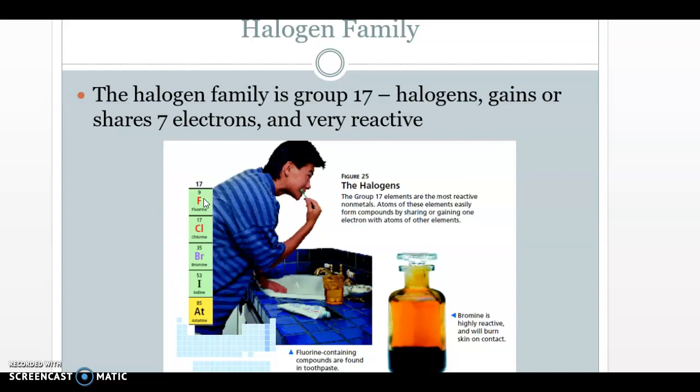And bromine is a liquid at room temperature as well. Iodine is another thing that a lot of times is used in more medical type procedures. But again, group 17, they have 7 electrons, very reactive, so 17, 7, that's another one of those that goes with the pattern that I've been talking about.